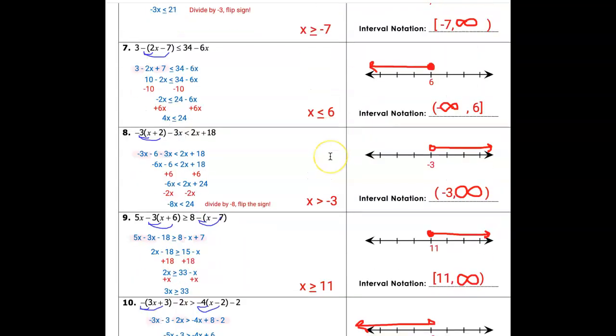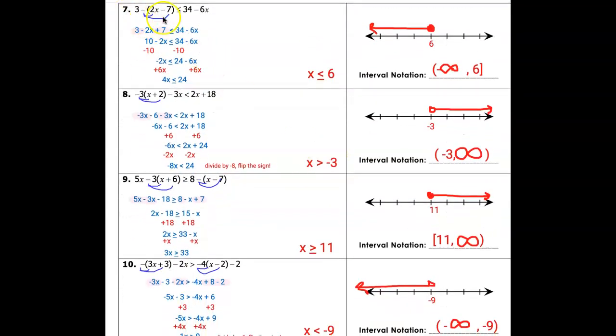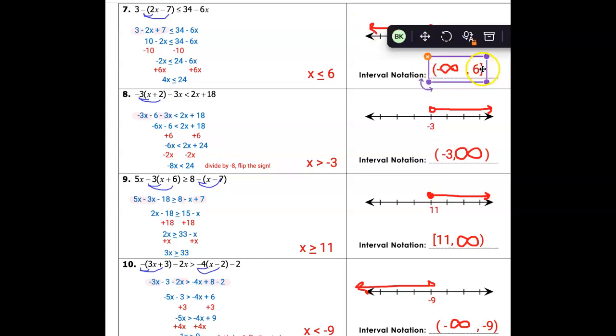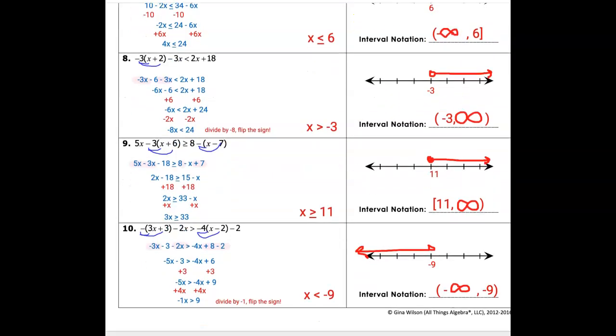Number 7, we started by distributing the negative sign, so it becomes minus 2x and plus 7. And then we follow the same steps we did up above. Move all the numbers to the right, move all of our variables to the left, and finish solving. We get x is less than or equal to 6. So we start at 6, fill in our circle, graph goes to the left forever, so it's from negative infinity to positive 6, and we use that bracket.